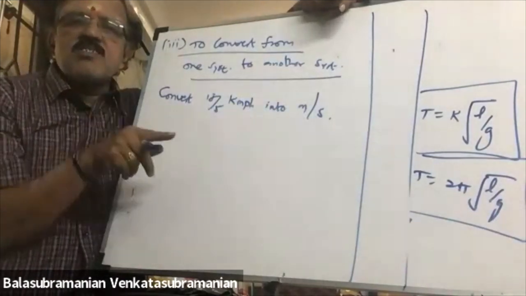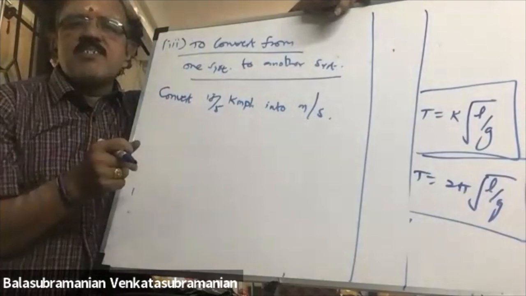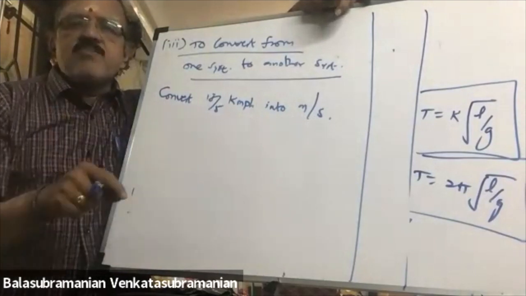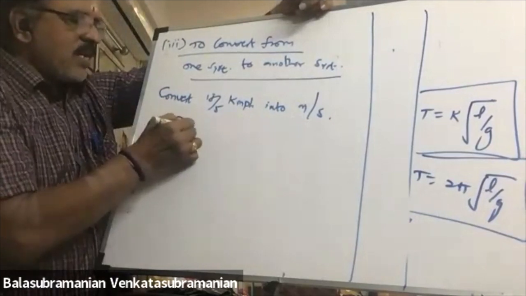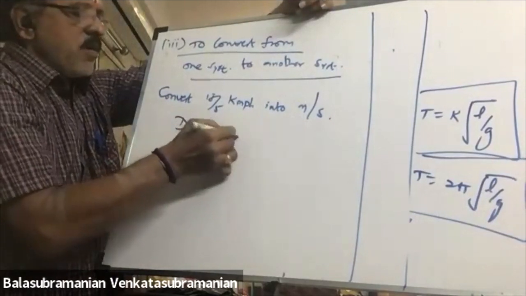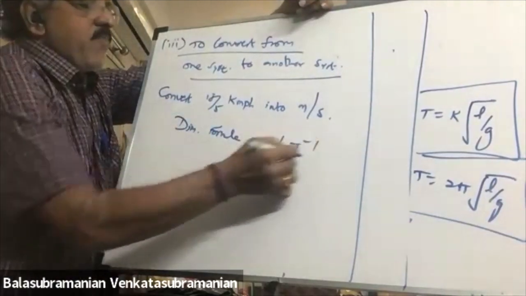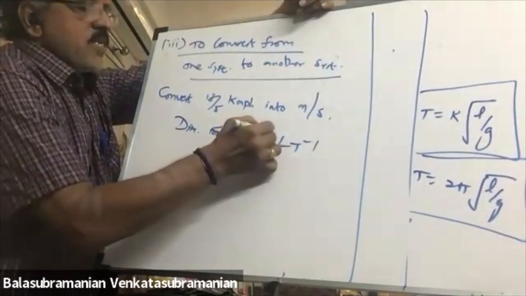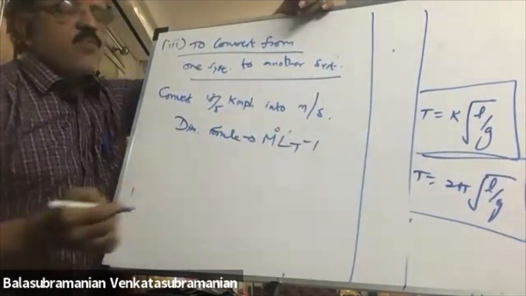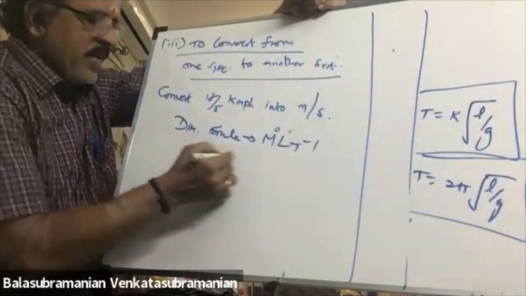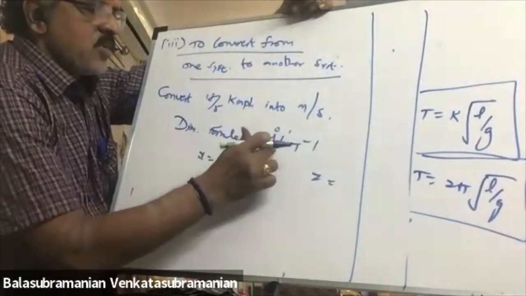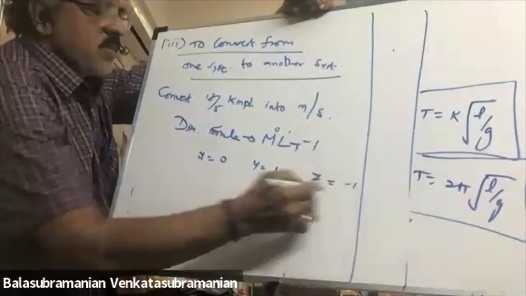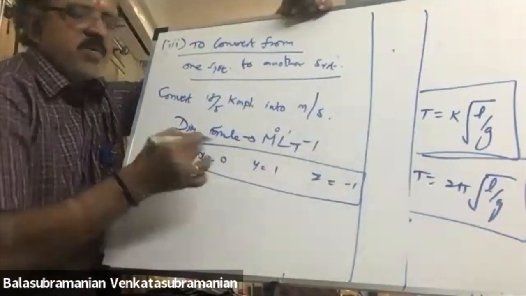Meter is distance. Time is measured in second. Distance by time is called speed or velocity. Calculate the dimensional formula first. LT power minus 1. M power 0, L power 1, T power minus 1. X, Y, Z. Now you know X is equal to 0, Y is equal to 1, Z is equal to minus 1. Over.